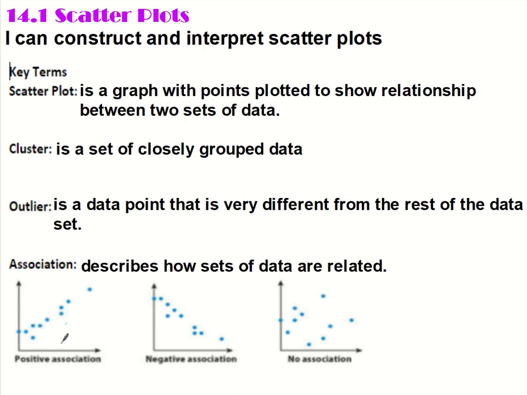So when we have a bunch of different data points, they're not necessarily in a straight line, and they might be all over the place, but this would be a scatter plot, a bunch of data points that are recording two sets of data.